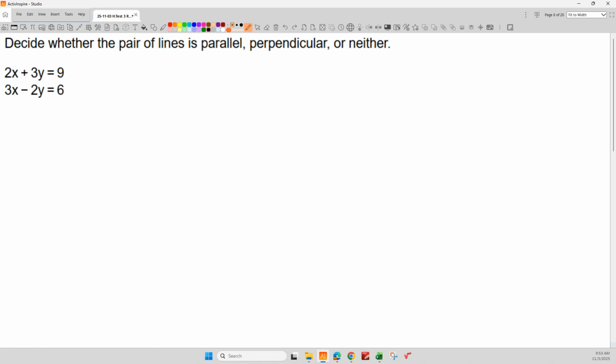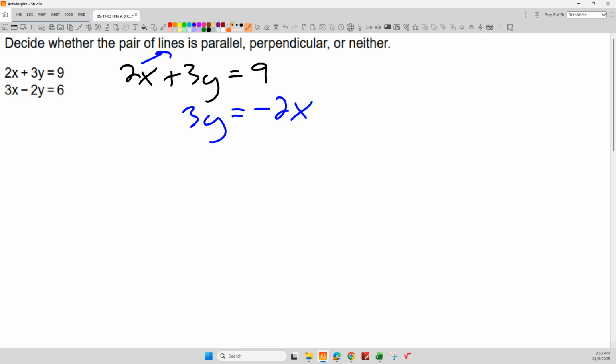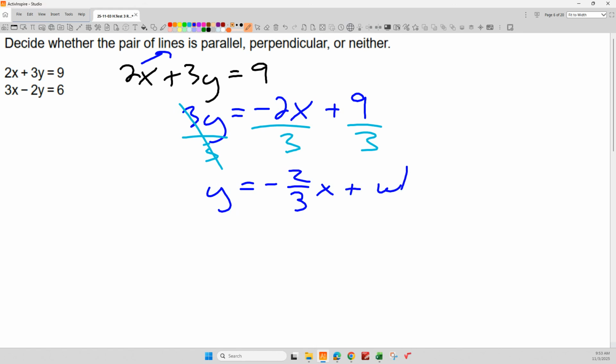So if we took this first line, for example, what are the steps to put that into slope-intercept form? Okay, good. We subtract 2x to the other side, so we get 3y equals negative 2x. Let's put the x term first. Plus 9, last step. Divide by 3. And we get for our first line, y equals negative 2/3 x plus, who cares? Right? All we care about is the slope. How about the second line?